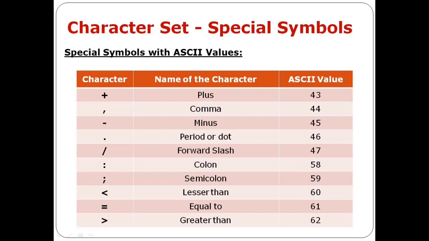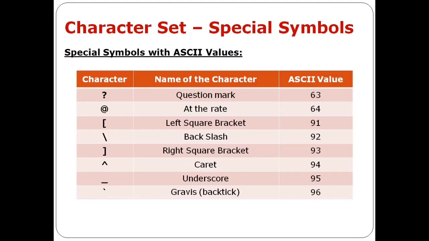This one is full stop or dot, 46. Then this one is forward slash, ASCII value is 47. Then next one is colon. ASCII value is 58, then semicolon 59. This one is lesser than symbol, ASCII value is 60. Then this one is equal to operator, ASCII value is 61. Then greater than symbol, ASCII value is 62.